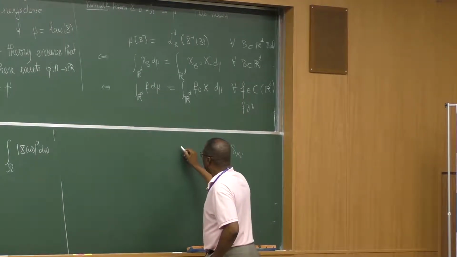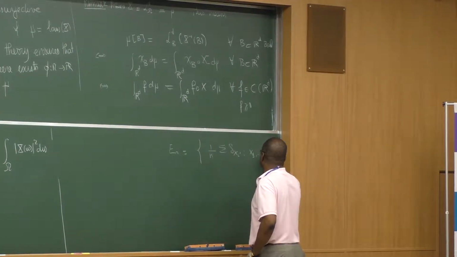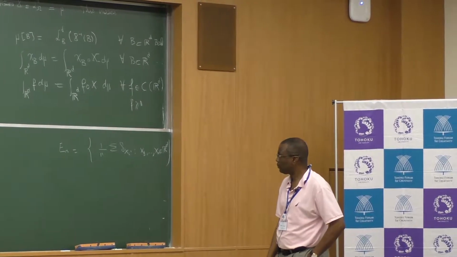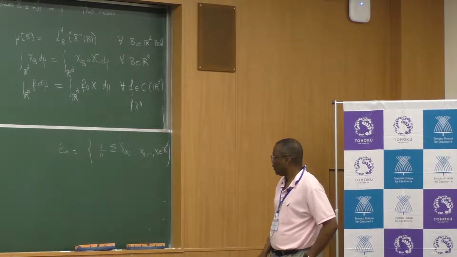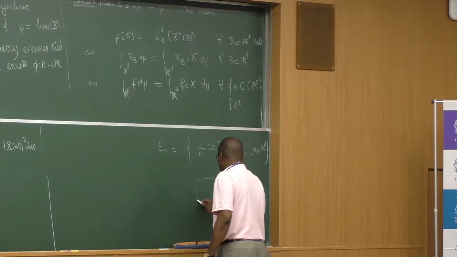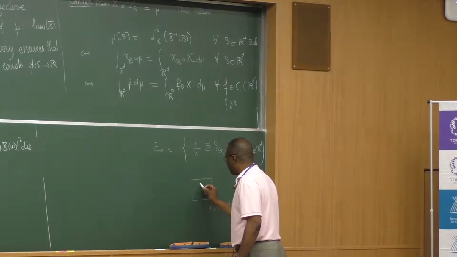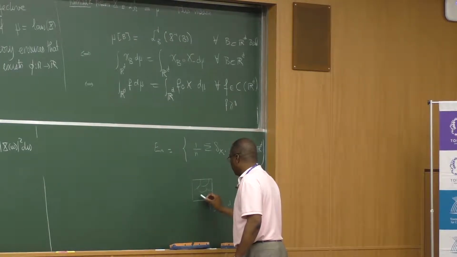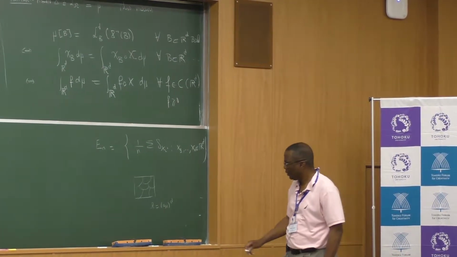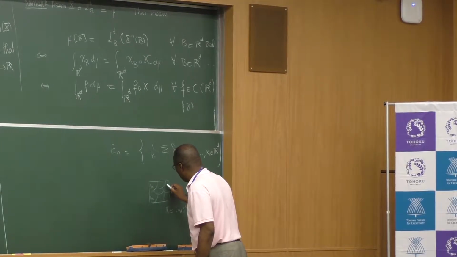So let En be the set of averages of Dirac masses. This set, you can view it as follows. I take omega to be [0, 1]^d, and I cut it into subsets of the same measure. Call these S1, S2, all the way up to Sn.